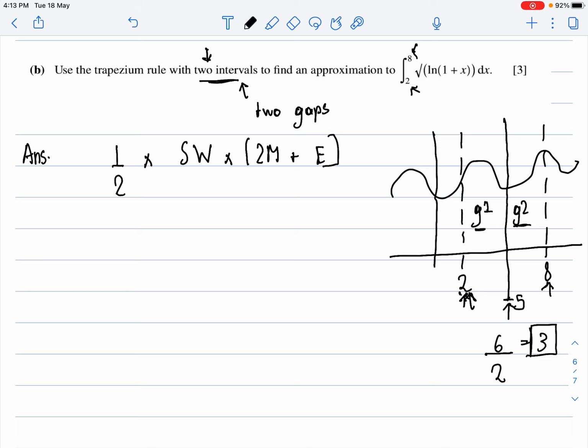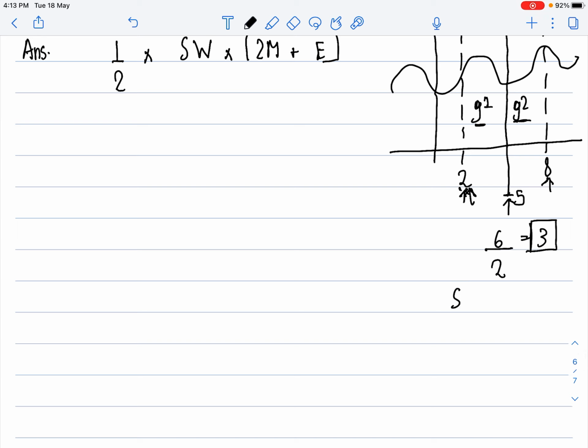But this 3 suggests my strip width as 3, because strip width basically means the difference between every value. So 5 minus 2 is 3, 8 minus 5 is also 3. Okay, so I've got my strip width now.